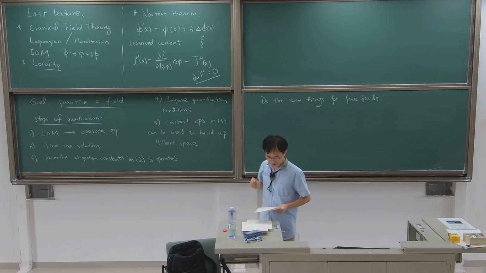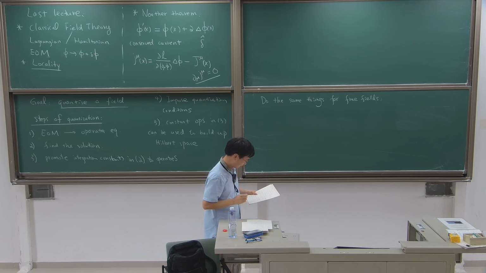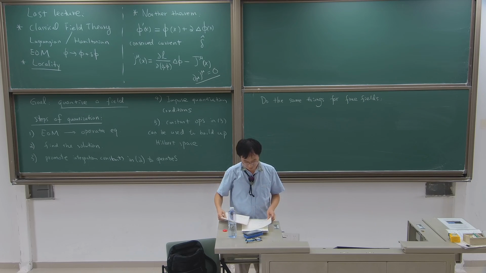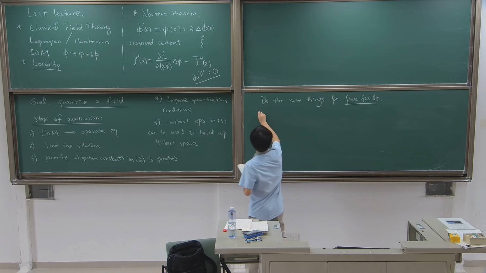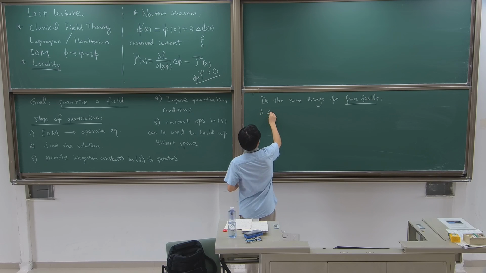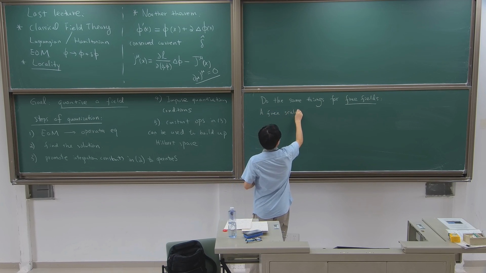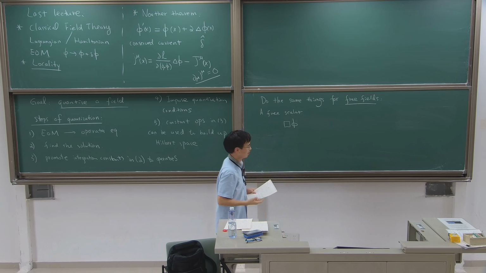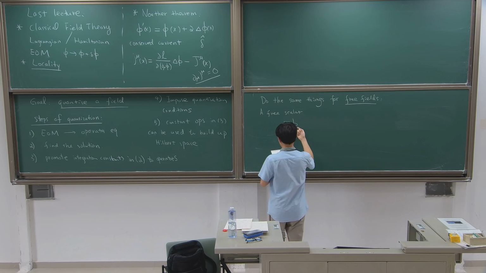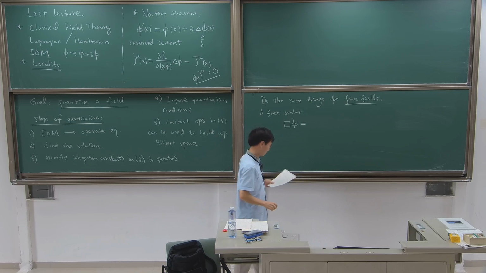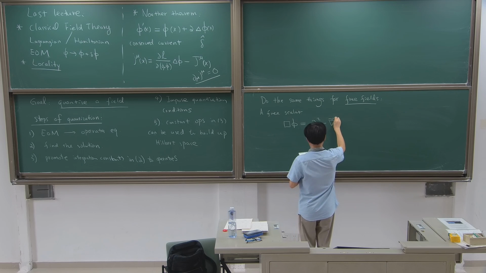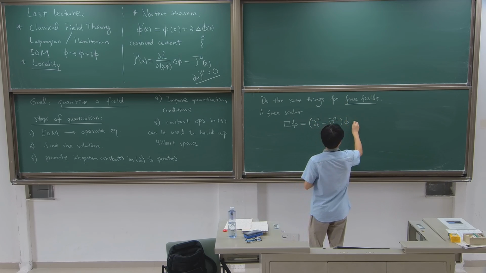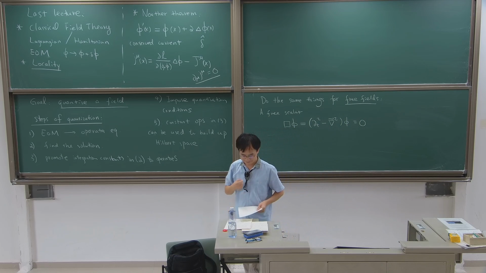The free fields. We already know the equation of motion of the free fields, right? For example, the simplest free scalar equation of motion, massless, we have a box φ, which equals ∂_t² minus ∇² φ equals 0. This is the equation of motion, right?